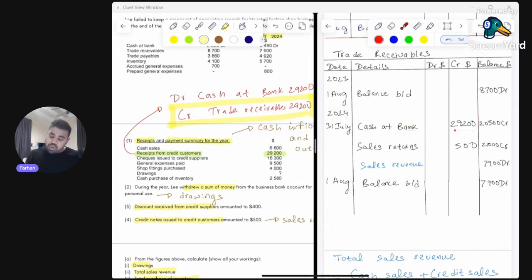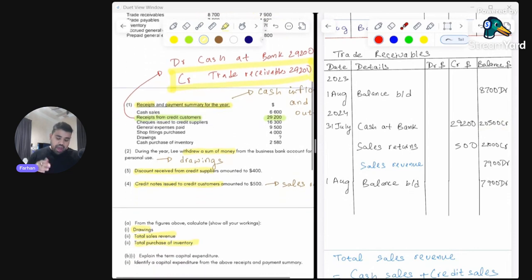And the $29,200 credit gets deducted from the $8,700 debit, which obviously means that we will end up with a final balance that is more credits, because we have a substantial amount of credits compared to debits, which is $20,500 credit. Okay. All right. Now, what else do we have?